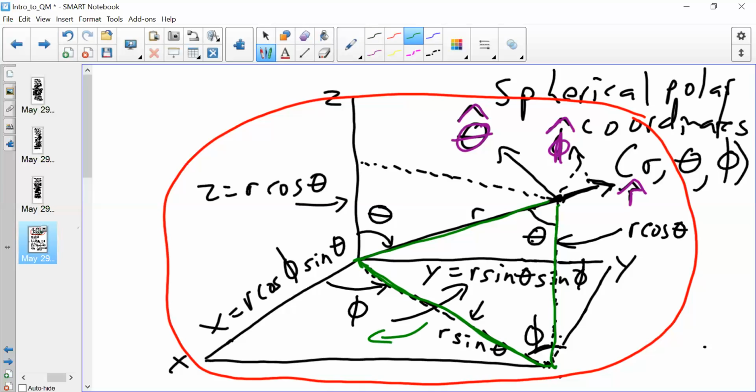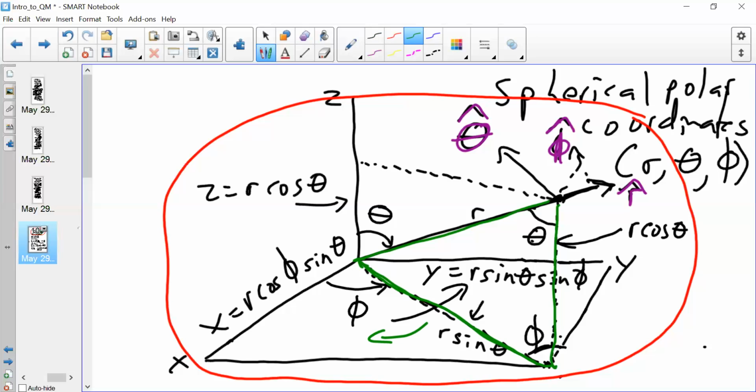Clockwise rotation. Follow the green arrow. Okay, so this line here is r sine theta, right? Because theta is up top, and then this leg is the sine component. So this is going to be r sine theta combined with cosine phi, where phi is here. So that's what x becomes: r cosine phi sine theta.